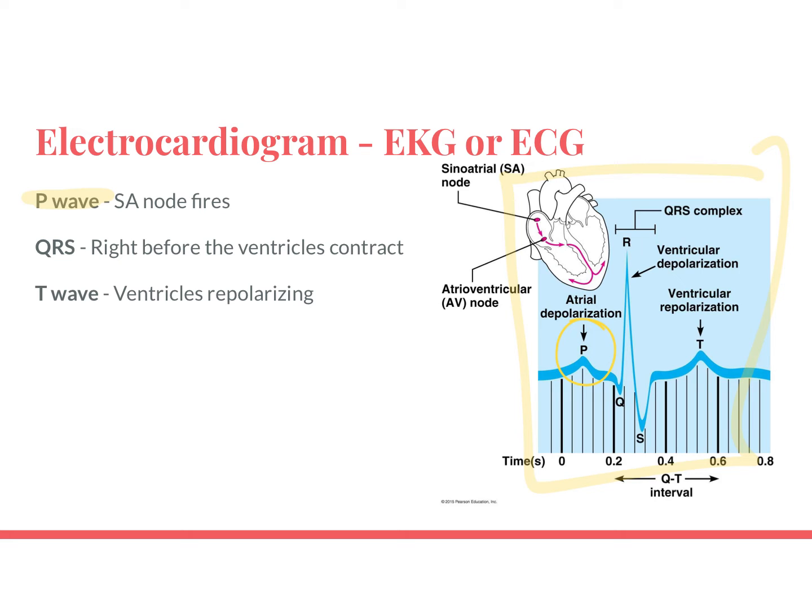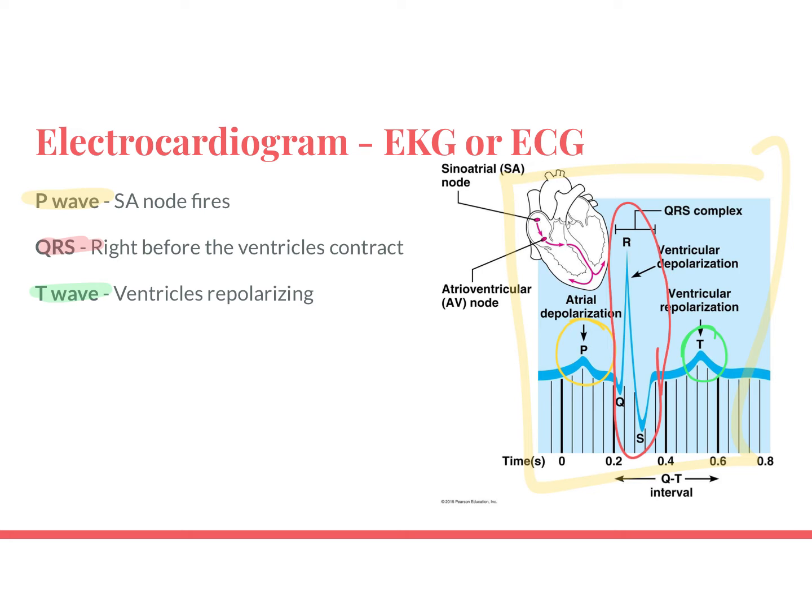Next, you have the QRS wave. The QRS wave is going to be the bigger wave that you see right in the middle of the EKG, and that is the depolarization right before the ventricles contract. Okay, and then the last part of the EKG is known as the T wave. It's located right there, and that is when the ventricles are repolarizing before the whole cycle starts again.